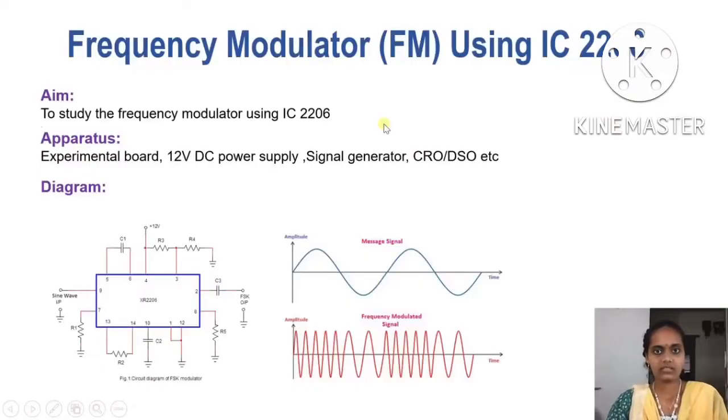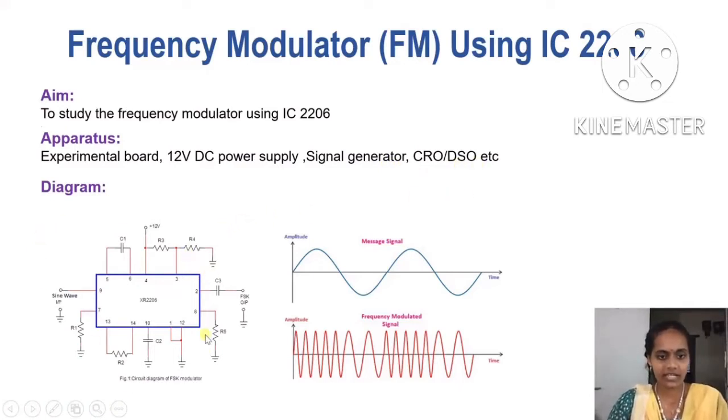Now let us see the details of our experiment. Now I will explain the chart of the experiment, frequency modulator using IC 2206. The aim of this experiment is to study the frequency modulator using IC 2206. The apparatus used are experimental board, a 12-volt DC power supply, signal generator, CRO or DSO.